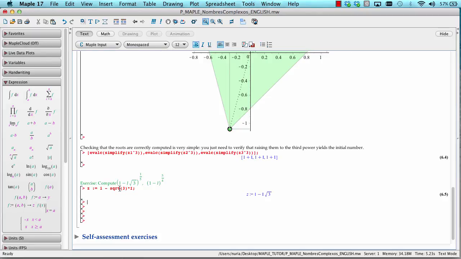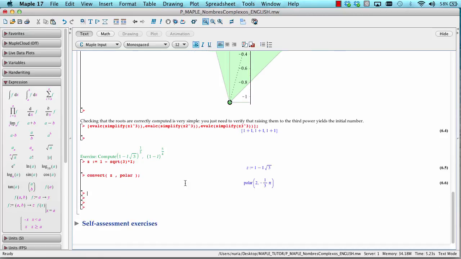Let's compute the polar form of this number. Convert it. So we get a modulus of 2 and an argument of pi divided by 3, which is going to be the first root. So it's going to be put in polar form.